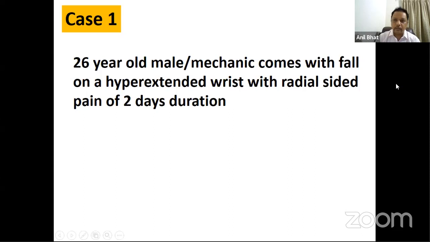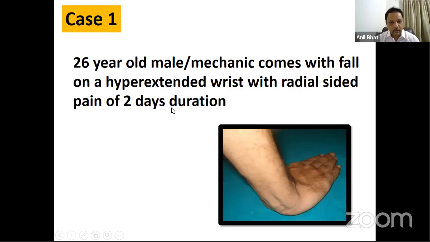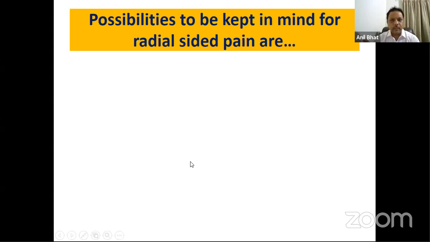So most of the time, young patients, they usually come with the history of fall. And the classic history would be a fall on outstretched hand, hyperextended wrist. And they always have this radial-sided pain. Now, the important thing here is, usually they come a couple of days later, a lot of times, because generally they are low energy injuries. And the possibilities to be kept in mind for a radial-sided pain would be obviously distal radius fracture. These are the patients obviously would come quite early because of the pain and swelling.